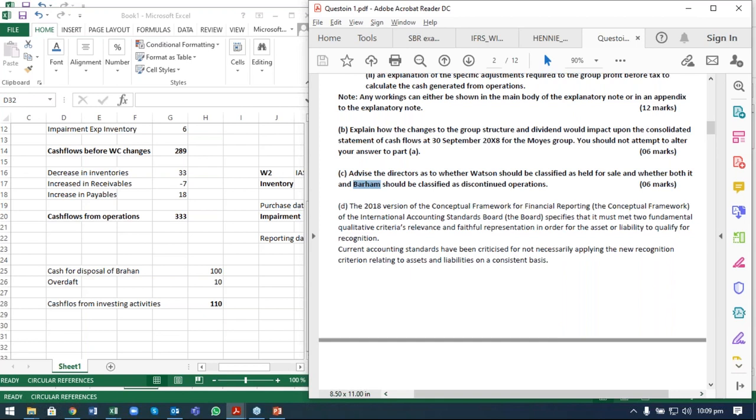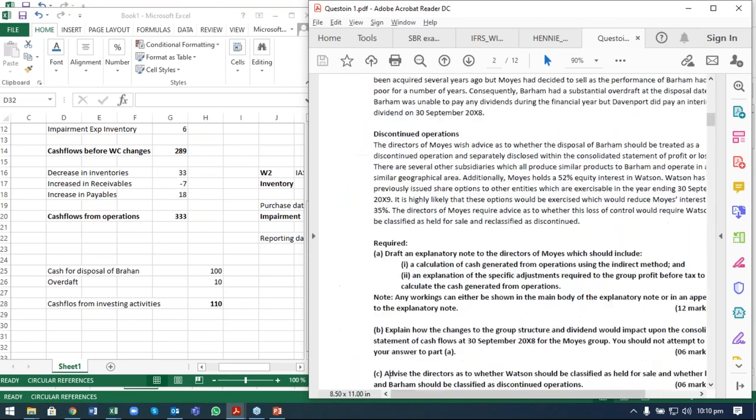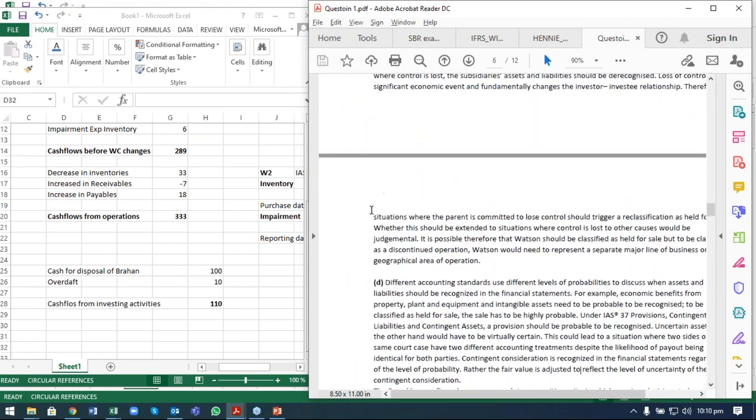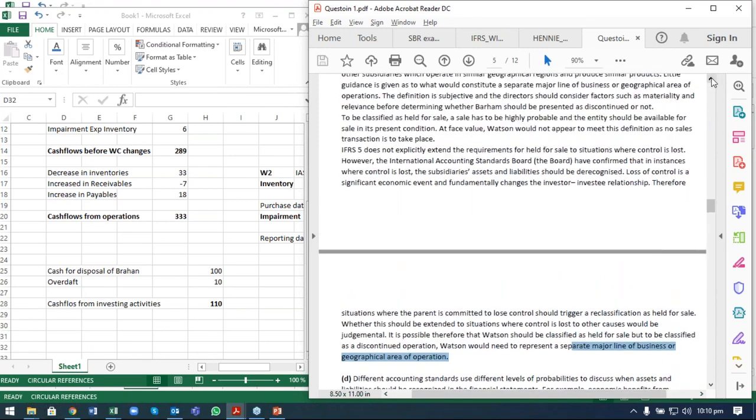So once we know the actual understanding of the management about Braham, then we can place Braham as a discontinued operation. But before placing Braham as a discontinued operation, we must make sure that Braham is an independent unit that is capable of generating its own cash flow. That's a criterion that was mentioned here: a discontinued operation must be a separate major line of business, which is very clear from the name, since it is a subsidiary. As it is a subsidiary, it must have a separate major line of business and a geographical area of operation. So you can place Braham as a discontinued operation.